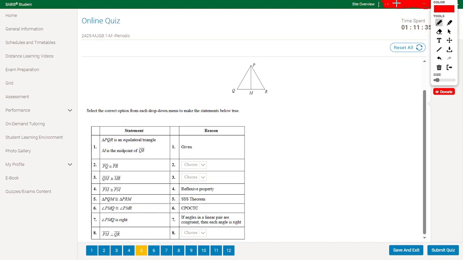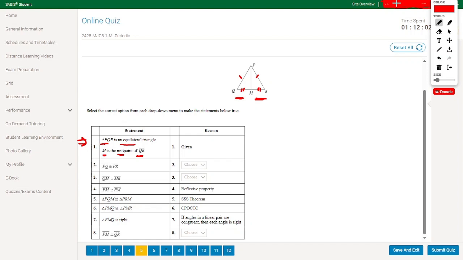We have this triangle. Let's see what it's saying. Triangle BQR is an equilateral triangle. That means all sides are equal and all sides will be congruent. Now, M is the midpoint of QR, so MQ will equal MR, and MQ will be congruent to MR. This is the definition of midpoint.